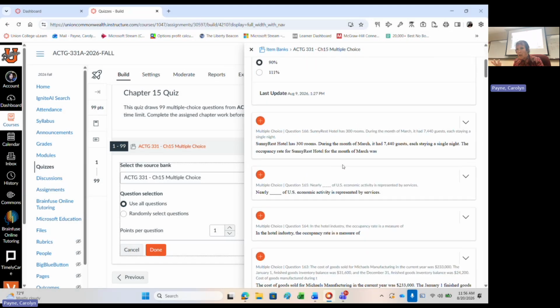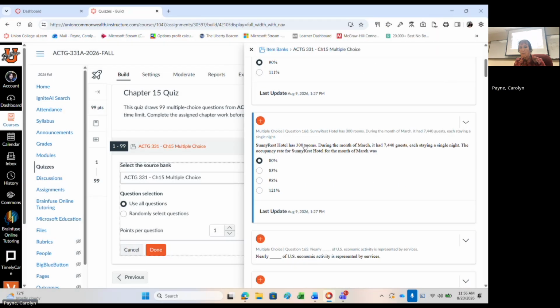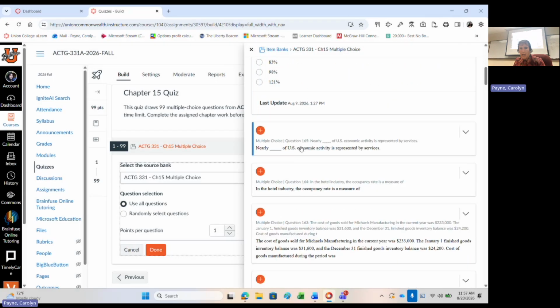Number two, we had 300 rooms, and it's March. Everybody knows that March has 31 days. So 300 times 31 is 9,300 rooms. Says we had 7,440 guests. They only stayed a single night. So we had 7,440 rentals out of a total of 9,300 possible. So that's an 80% occupancy rate. Okay, 80%. Good.